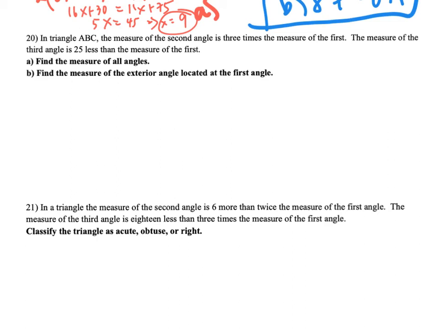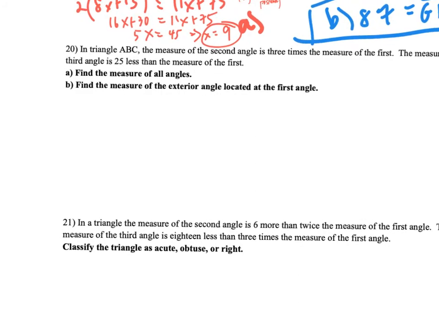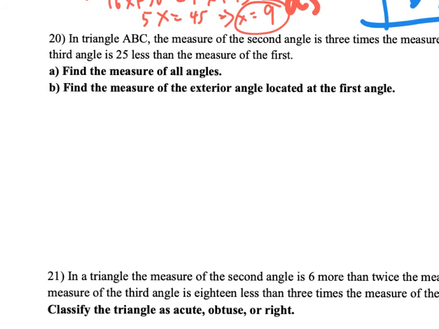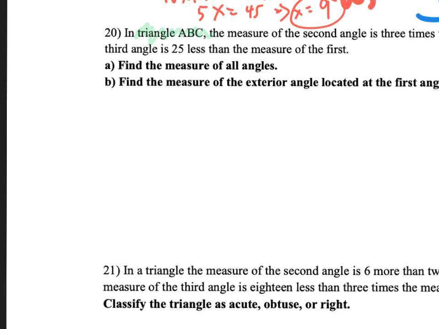Unit 2, question 20, there we go. In triangle ABC, the measure of the second angle is 3 times the measure of the first. The measure of the third angle is 25 less than the measure of the first. Automatically, I know that I'm dealing with Unit 4, this triangle ABC. Whenever I'm dealing with triangles, I'm dealing with Unit 4, so let me just annotate that. This is Unit 4.